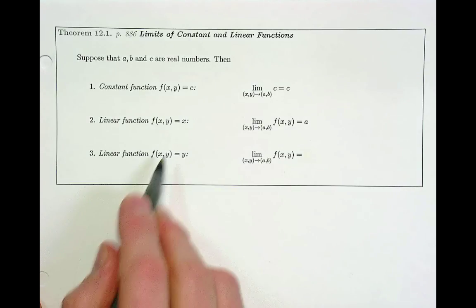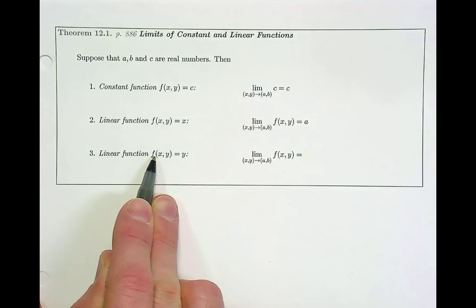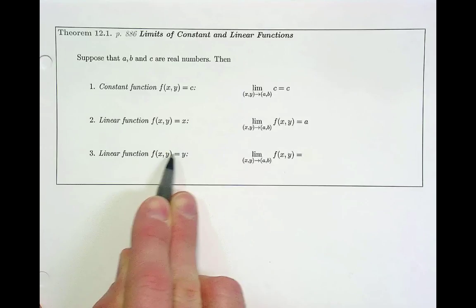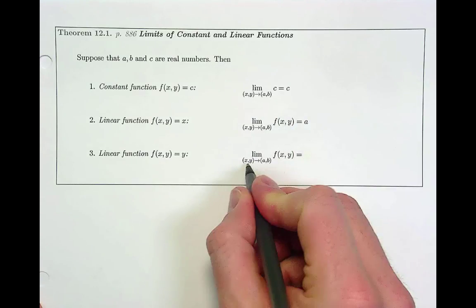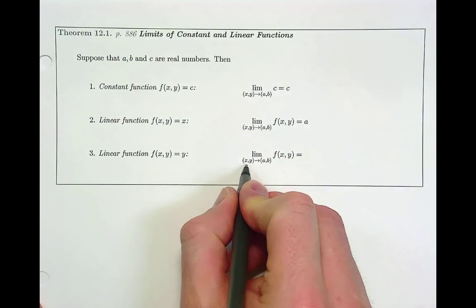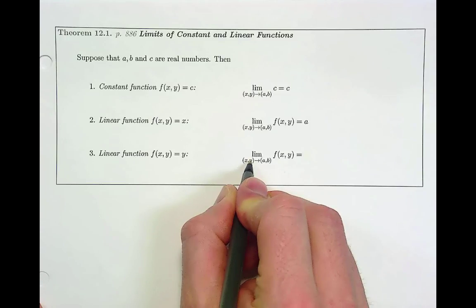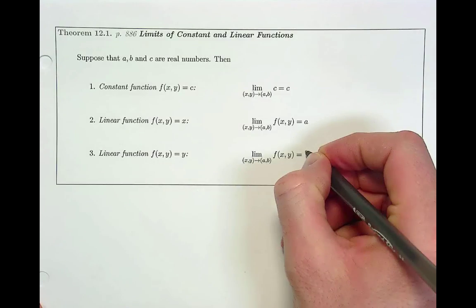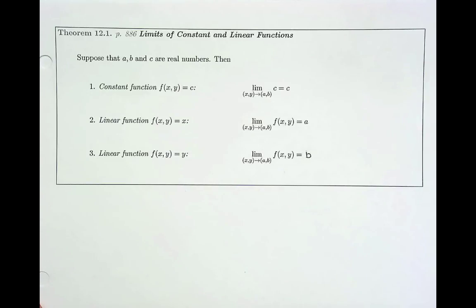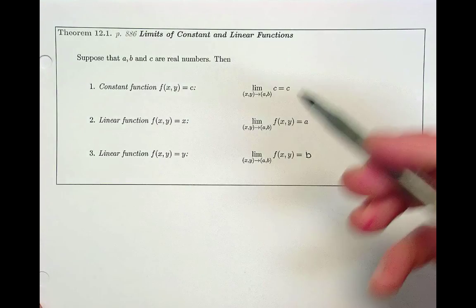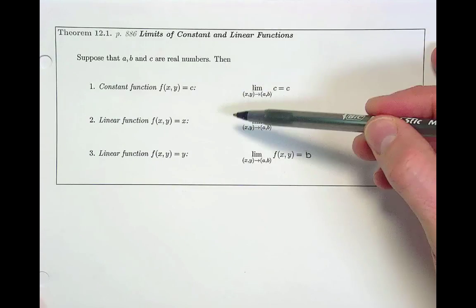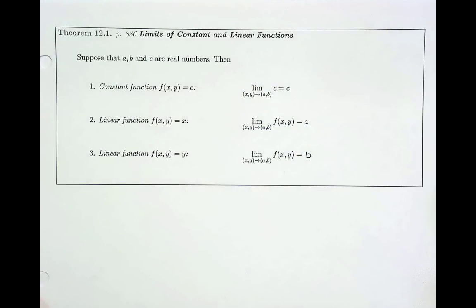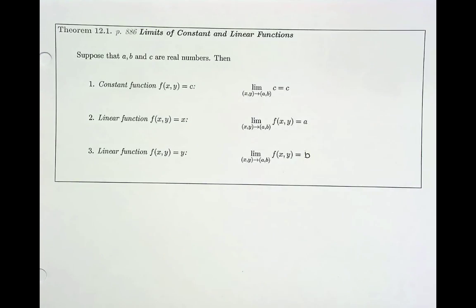Sugar. If I have a different linear function where my multivariable function is just the second variable, so f of x y equals y, and I take the limit as x comma y approaches a comma b, of course, there's no x in the equation for this function, so really we're just focusing on y, and this output would be b. So what we just said was that the limit of a constant function is the constant, the limit of the function x is a, and the limit of the function y is b.